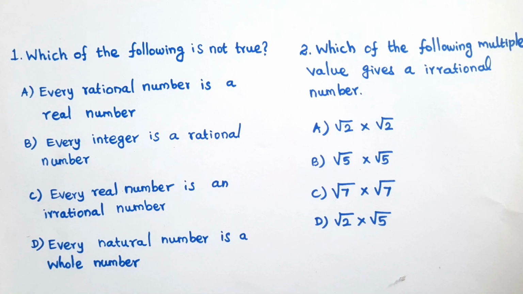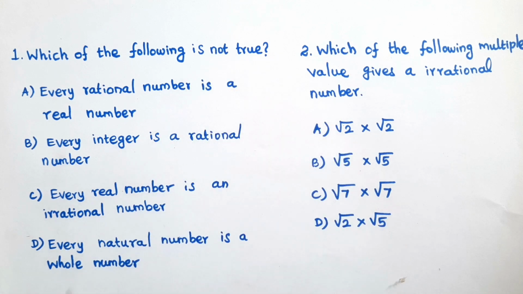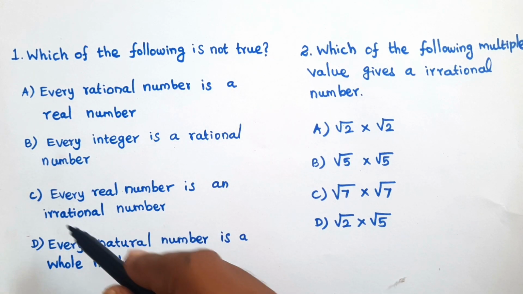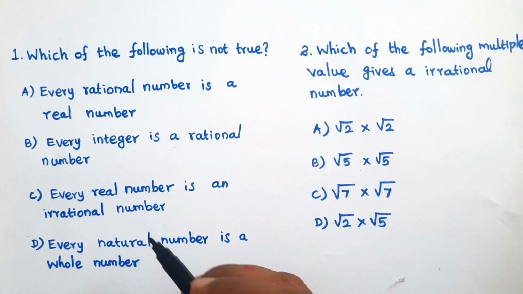Question number 1. Which of the following is not true? Which means it's false. In the 4 options, which one is the false one? We need to find. First option, every rational number is a real number.